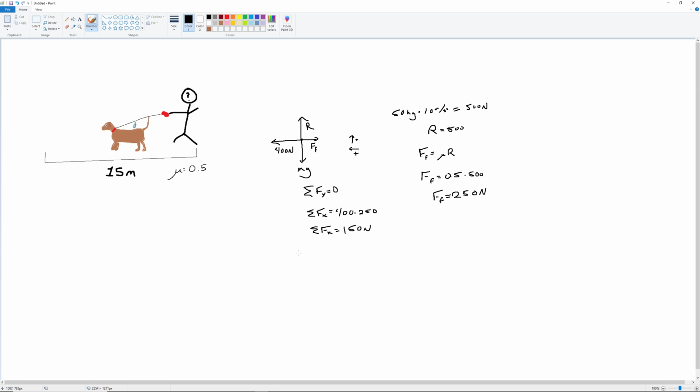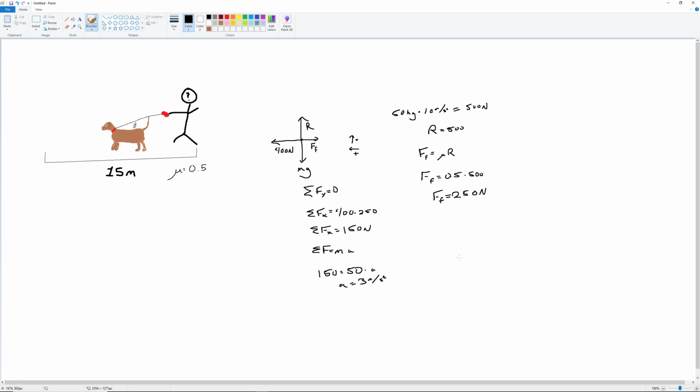Okay, so now that we have that net force, we can use Newton's second law. The sum of the forces equals mass times acceleration to figure out his acceleration. So, okay, that's not what I meant to do. So yeah, 150 equals his mass, which is 50, times his acceleration. Acceleration comes out to be 3 meters per second squared.